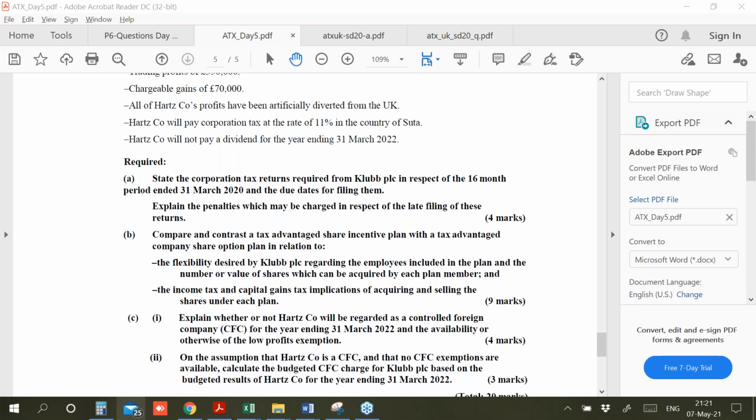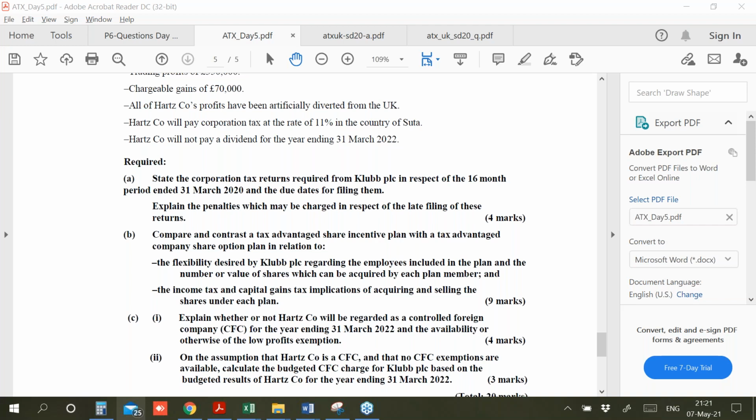The only implications are on disposal date. So we'll discuss SIP as well, and we have already discussed EMI. Today we will discuss CSOP as well, the company share option plan.